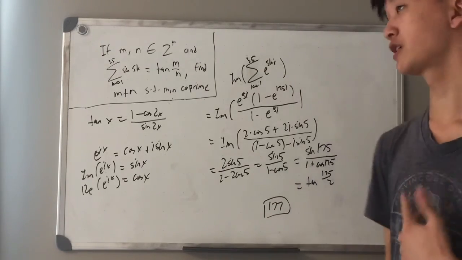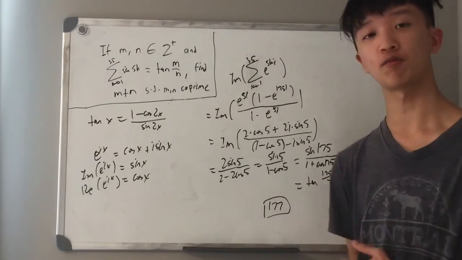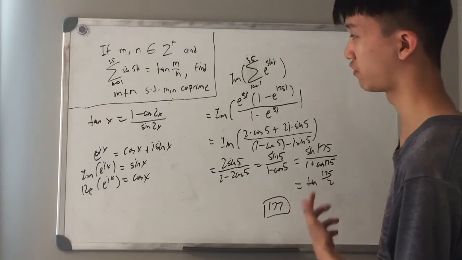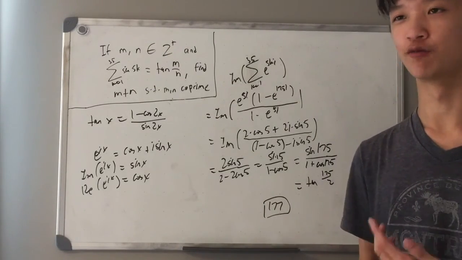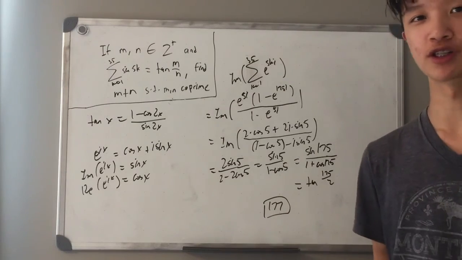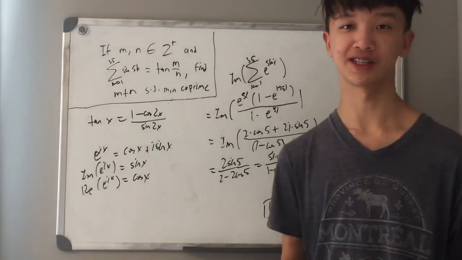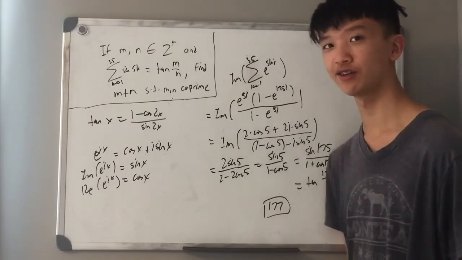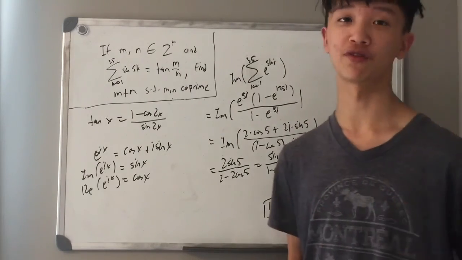Now, in my opinion, this solution is much better because it's a lot more straightforward and it's a lot easier to find out without knowing all these really niche, not really ever used trig identities. However, of course, as long as you get an answer of 177, whatever floats your boat, whatever you prefer, it's probably just okay.